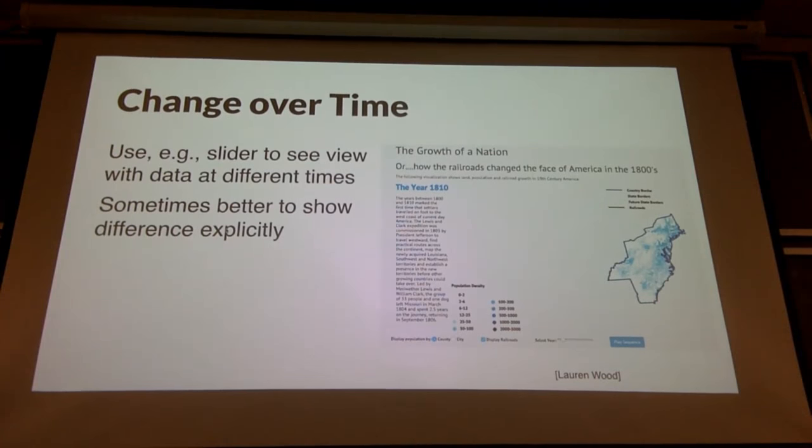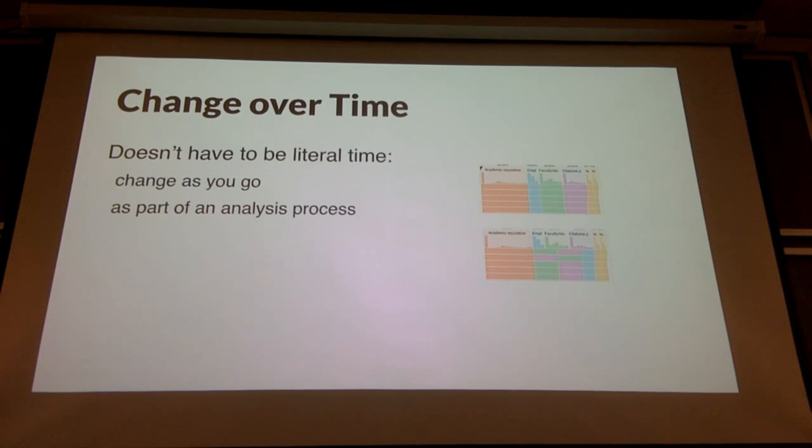But sometimes it's better to show these differences explicitly, right? We talked about this last time, that having these animations, whether they're based on a slider or automatic, can be tricky for keeping track of changes. Sometimes it's better, instead of showing that using interaction, to explicitly encode the change. And change over time doesn't really have to be literal time. It can also be things that change as you go as part of the analysis process. When I manipulate something, like here I'm changing some layout parameters for a ranking visualization.